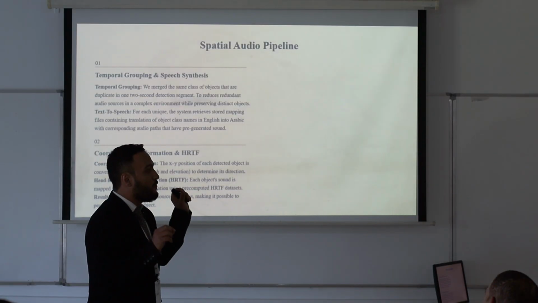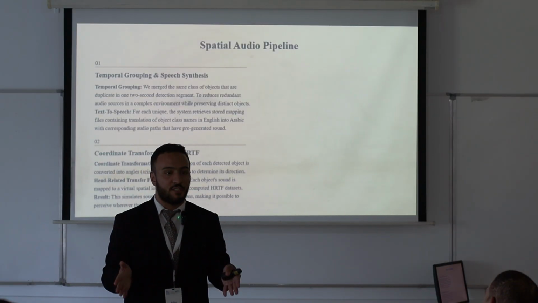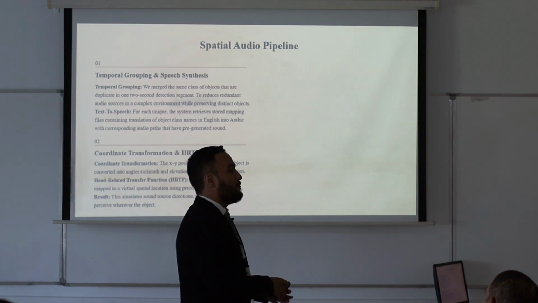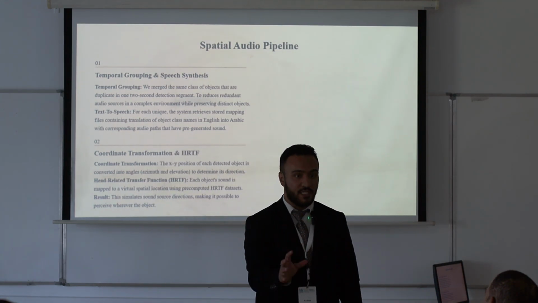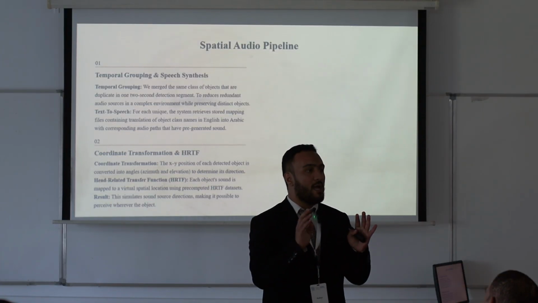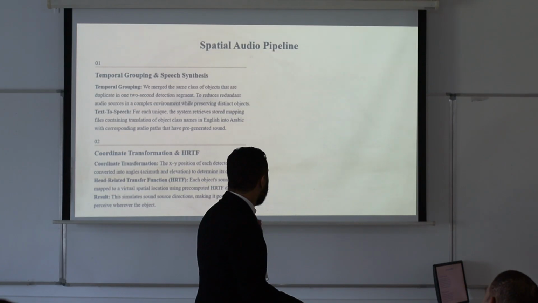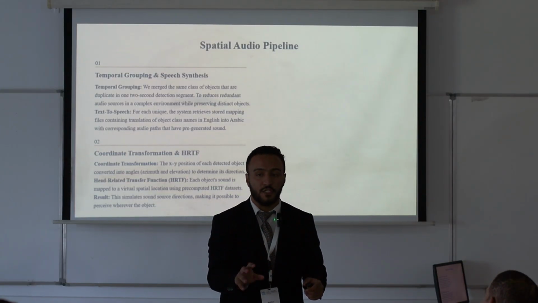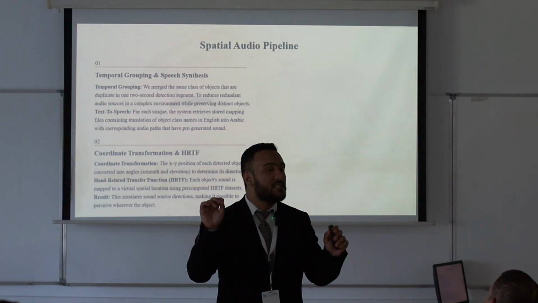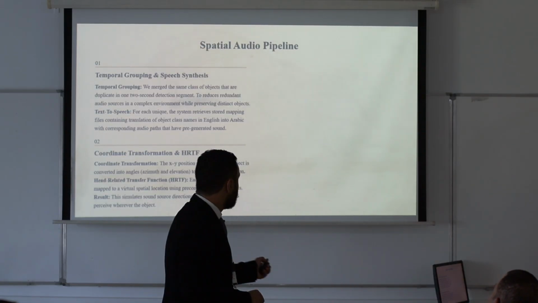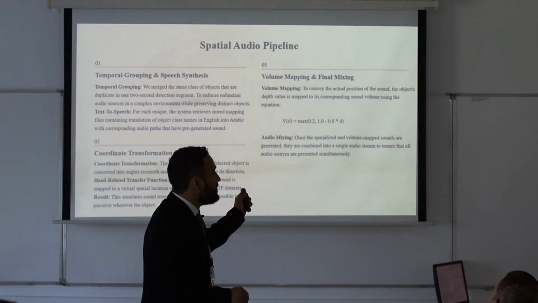And then for the 3D position information, we are using the head-related transfer function. That means if we have an object, its name and its 3D position information, we take them as input to the head-related transfer function. As an output, the head-related transfer function maps the audio sound to the sound space according to its 3D position information. And finally, volume mapping.